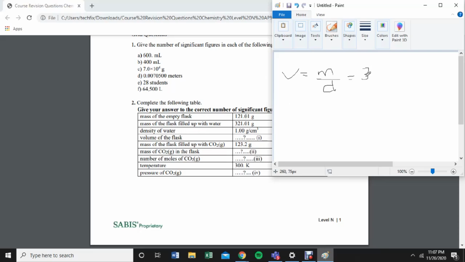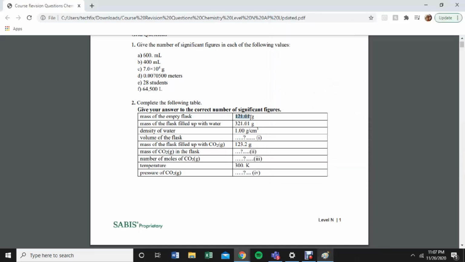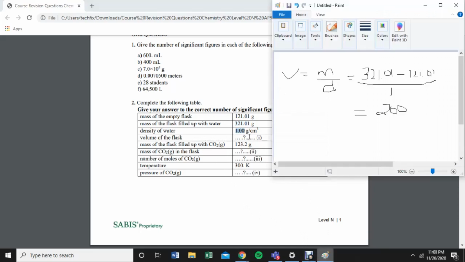So it's 321.01 minus 121.01 over the density, which is 1. And you end up with 200. And to check how many significant figures you reported to, you look at the values you used. For this one, 5 significant figures, 5 significant figures, 3 significant figures. So your answer should be reported to the least number of significant figures, which is 3, which is why we leave it at 200 centimeter cubed, okay?